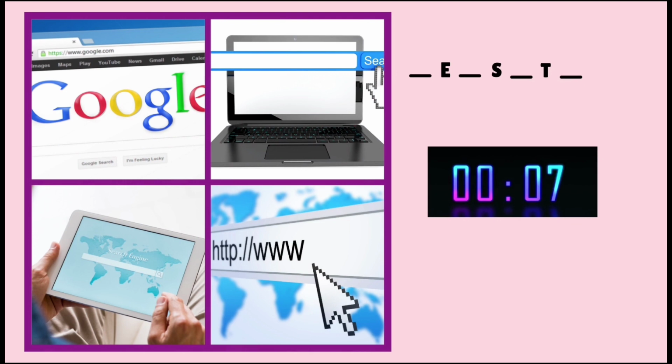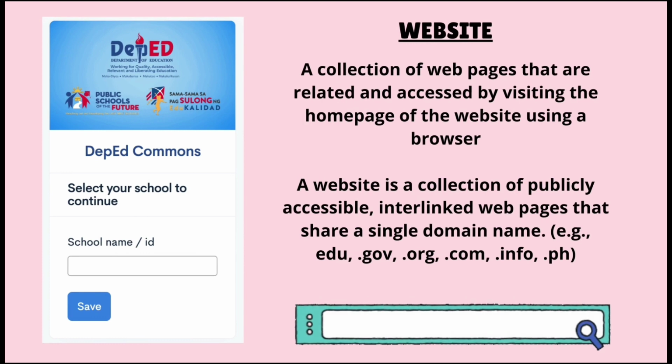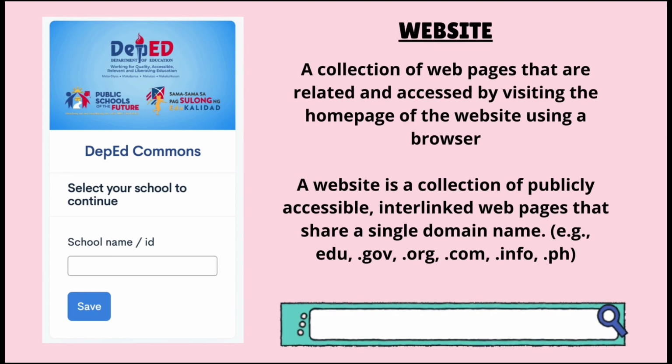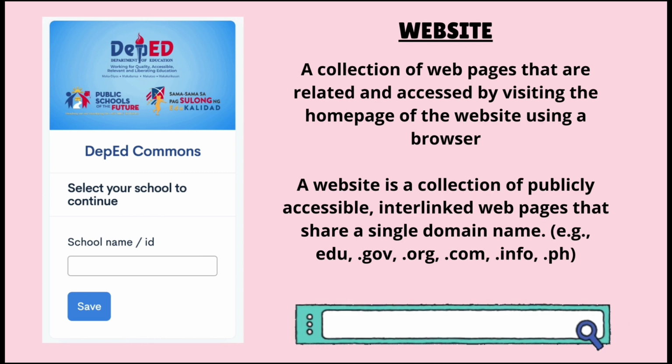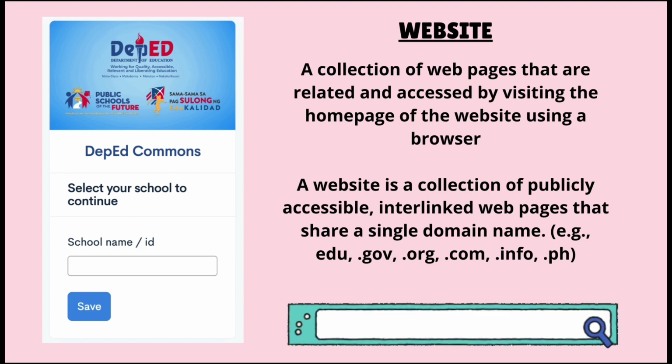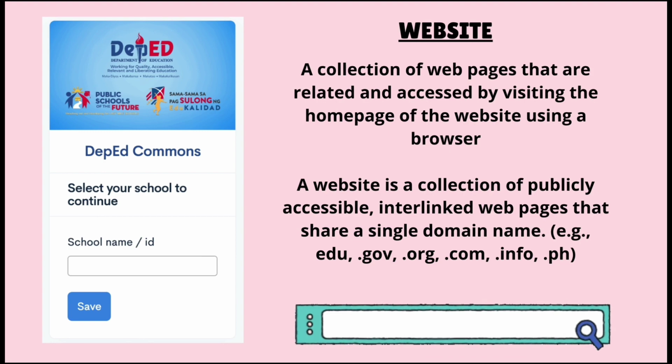Number 2. Good job! The answer is website. Website is a collection of web pages that are related and accessed by visiting the homepage of the website using a browser. A website is a collection of publicly accessible interlinked web pages that share a single domain name, such as .edu, .gov, .org, .com, .info, or .ph.